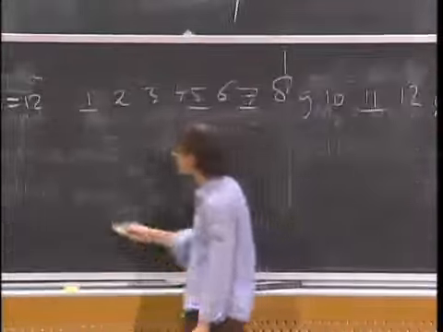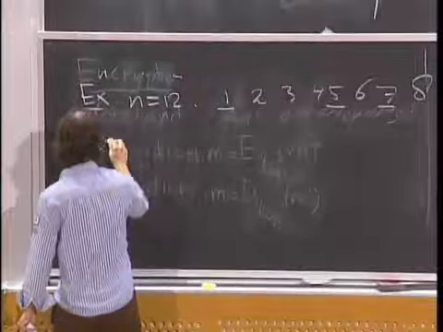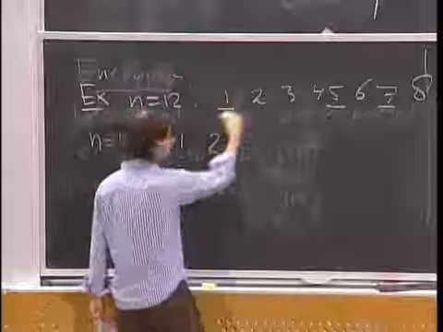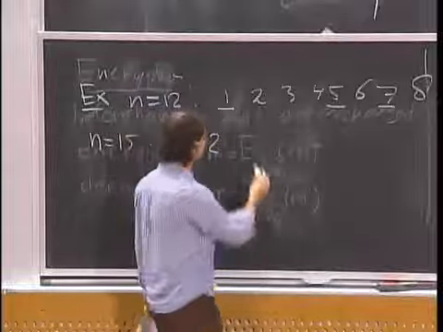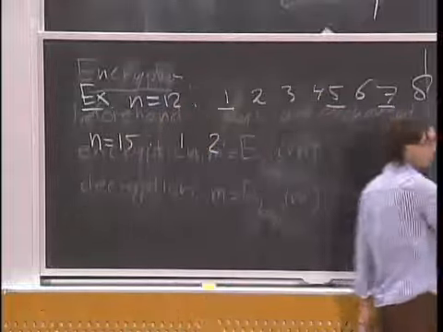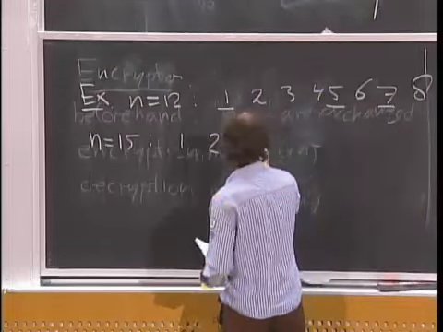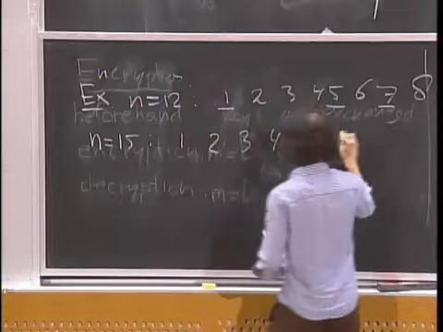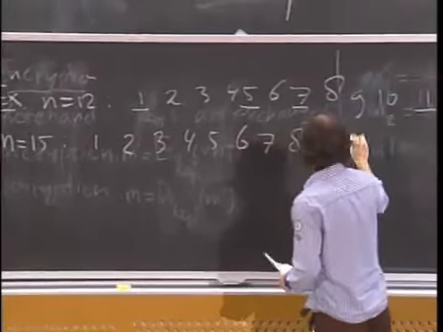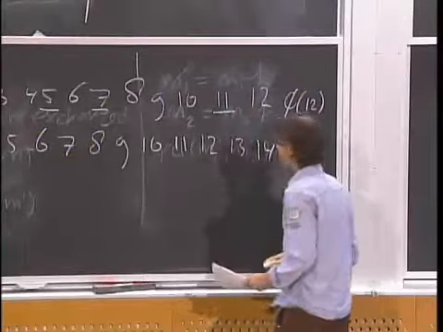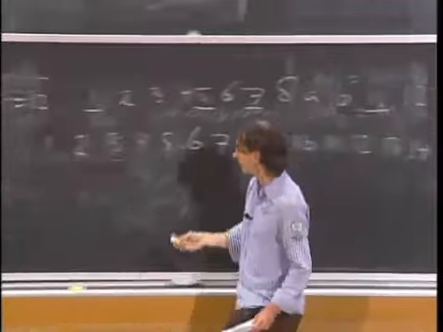Okay, so let's have a different one, say n equals 15. It's a little bit different, because here you may think this is kind of coincidental that 1, 5, 7, and 11 are actually also primes. But for 15, it looks a little bit different. So let's write out all the numbers. Again, let's have a look.